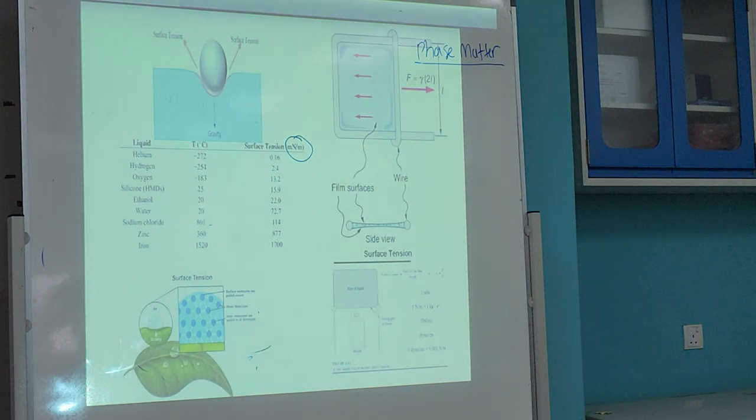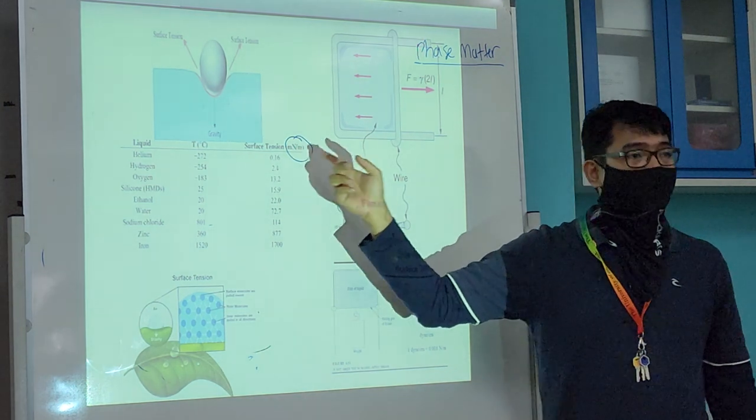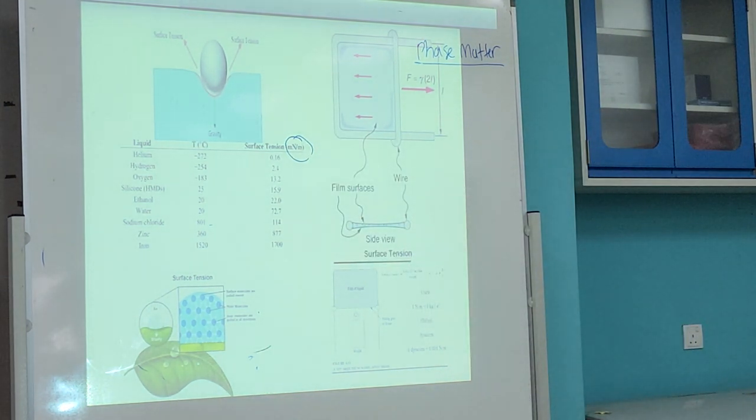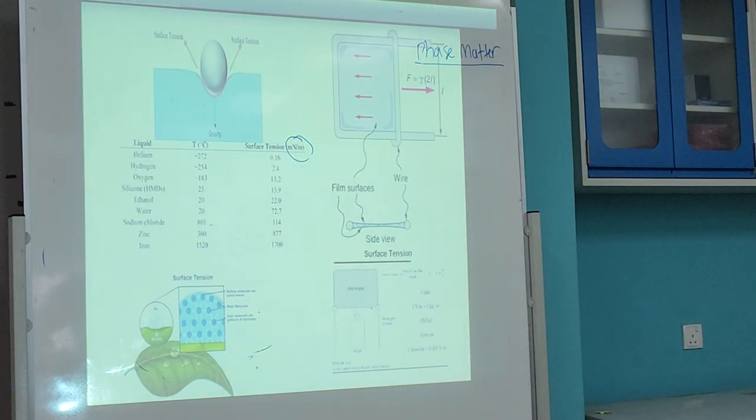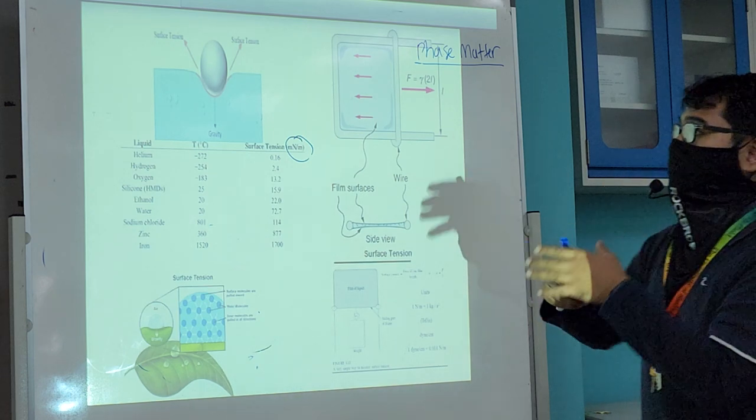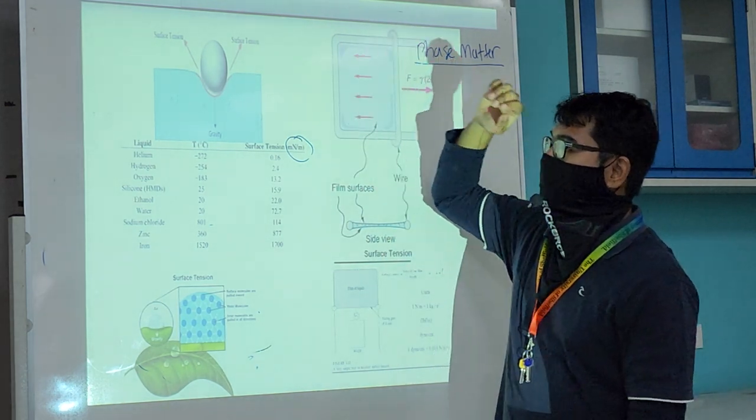Think about it. If you are dealing with a more viscous substance, it's going to take more force to do it. You have your water, you have your dodol. Which one is going to have more surface tension? Water or dodol? Why? Because it's viscous. You need more force to spread it. Right? Okay.